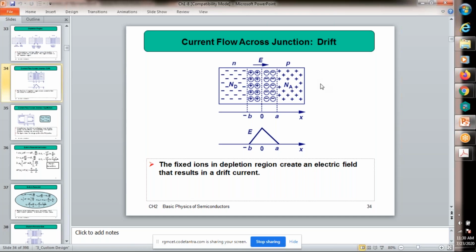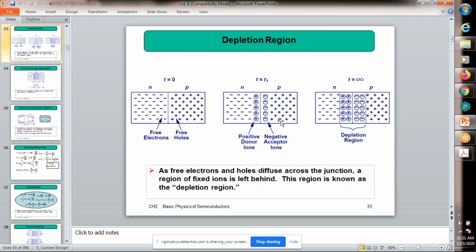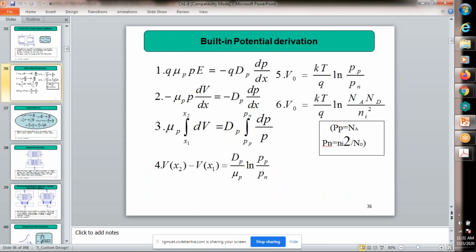We cannot measure it at the terminals. If we connect the anode terminal and cathode terminal, we cannot measure this built-in potential. Only by using some mathematical analysis do we derive this built-in potential, around 0.7 to 0.8 volts. At that voltage diffusion current is equal to drift current, so the net current in the junction is equal to 0. And one more thing, we cannot measure the built-in potential by using a voltmeter, right?